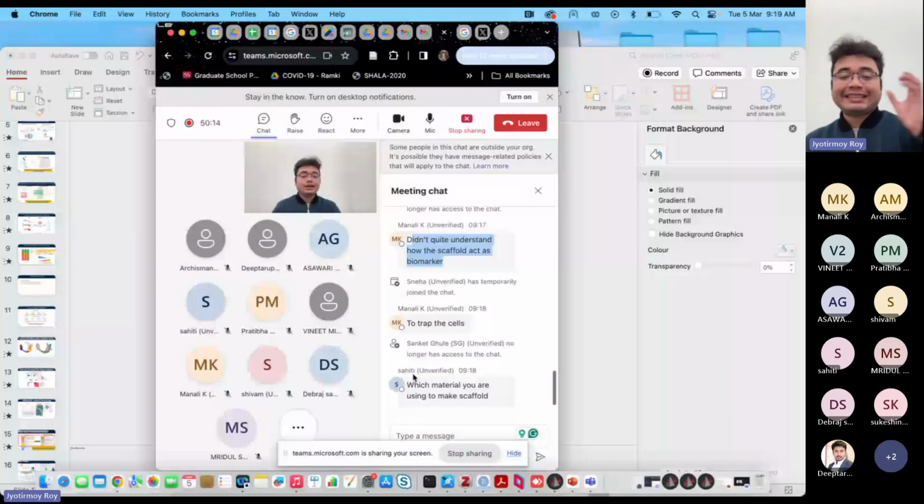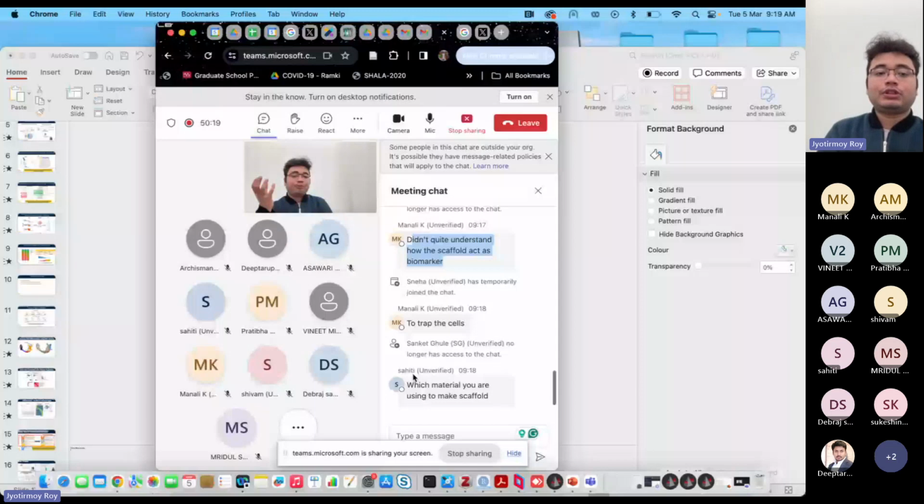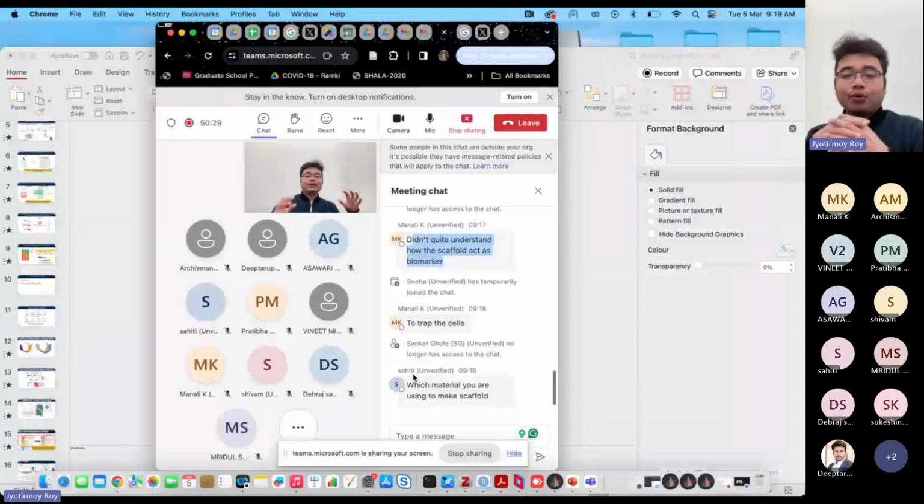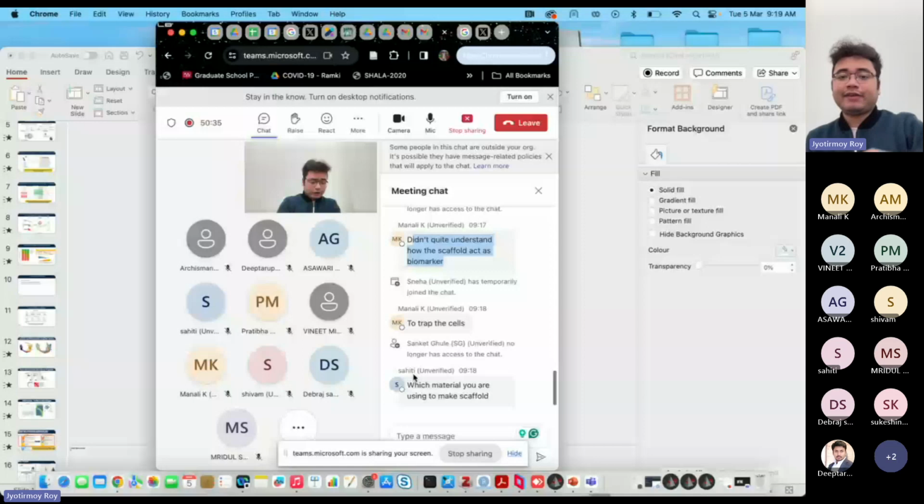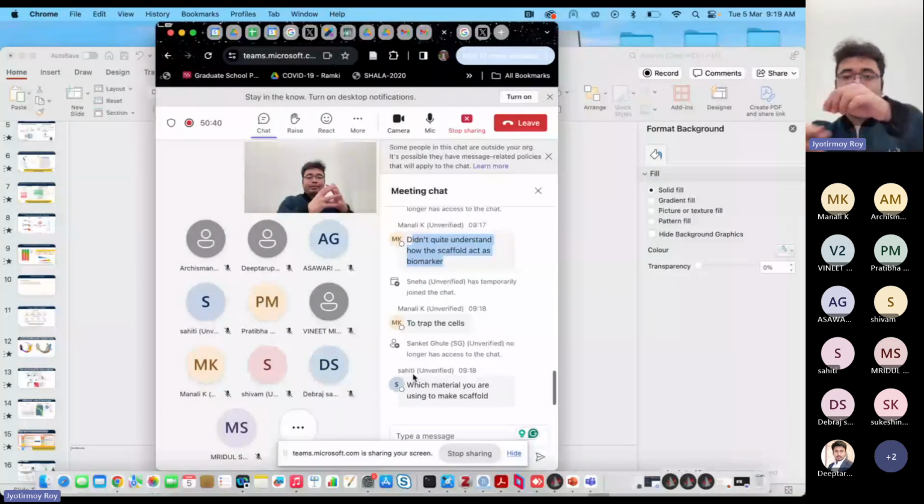These scaffolds are made up of PCL, polycaprolactone, and they have a microporous structure. Once you implant the scaffold underneath the skin of the mice, they undergo vascularization. What do I mean by that? Blood vessels grow inside the scaffold and they become integrated with the tissue. For example, when you're taking out the scaffolds, you can't easily take them out. They become so integrated that we have to cut them apart.